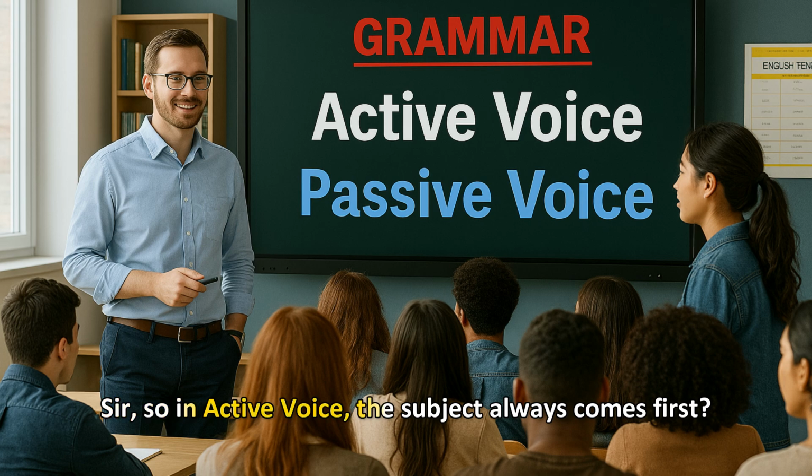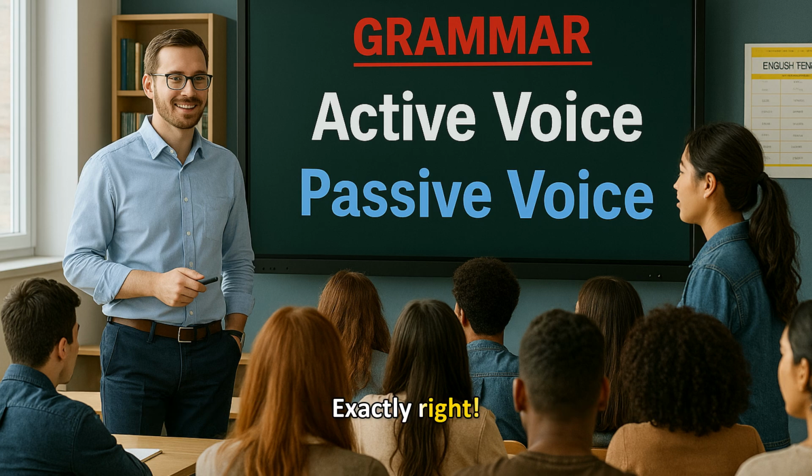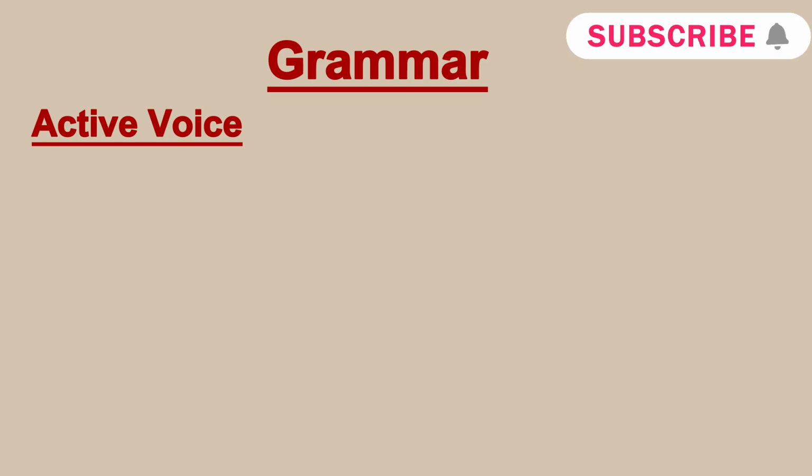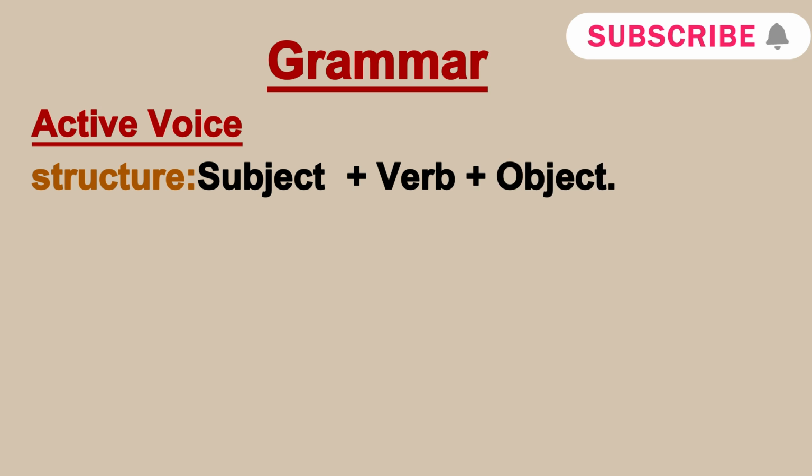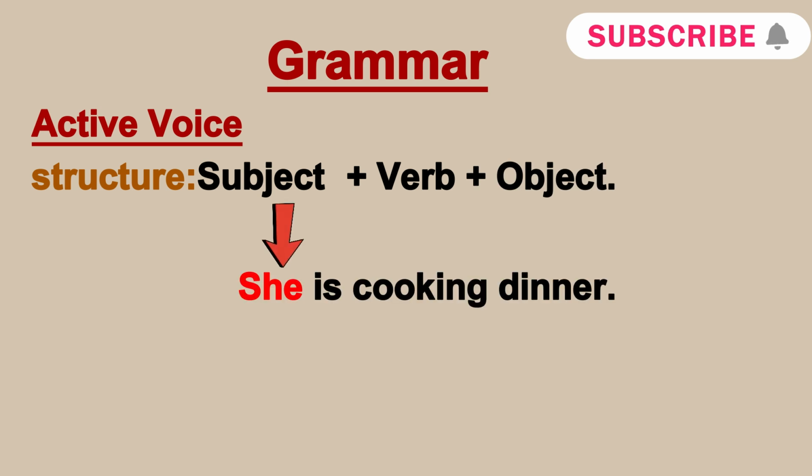Sir, so in active voice, the subject always comes first? Exactly right. In active voice, the structure is subject plus verb plus object. That means the subject, or doer, comes first, then the action, and finally, the receiver, or object.